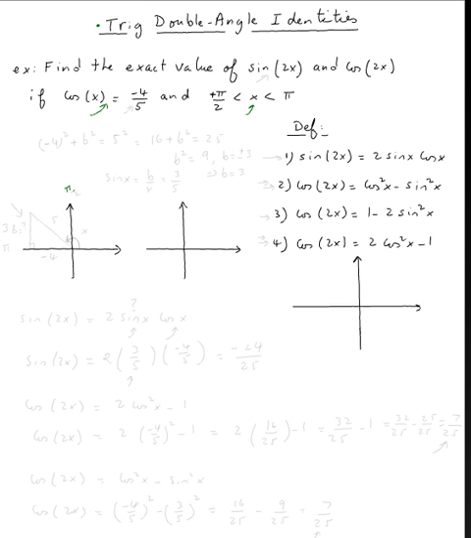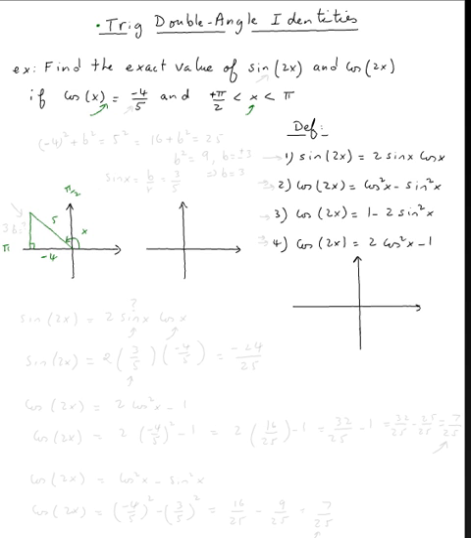This is pi over 2. This is pi, and the angle is right between. Right? The angle is between pi over 2 and pi. And this is my angle x. And the cosine of this x is negative 4 over 5. What does it mean, negative 4 over 5? I mean, this is negative 4, and this is 5. Right? Now, what am I looking for?